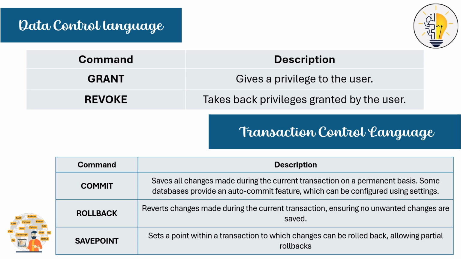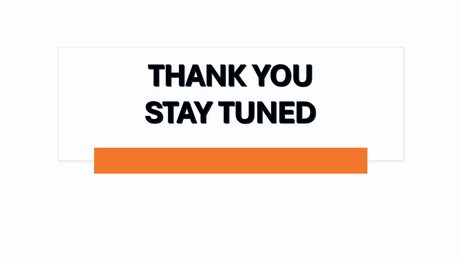Save point. It is going to set a point within a transaction so that it can change the rollback, allowing some partial, that is, partially granting the access, partially rolling back the granted access. That is nothing but save point. So that can be done by your TCL, that is transaction control language. So these are the basic SQL commands available.